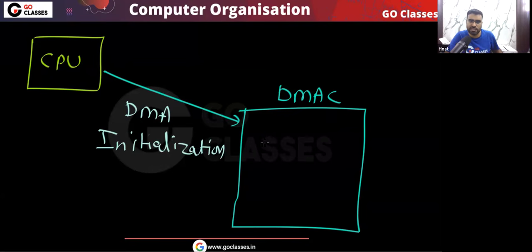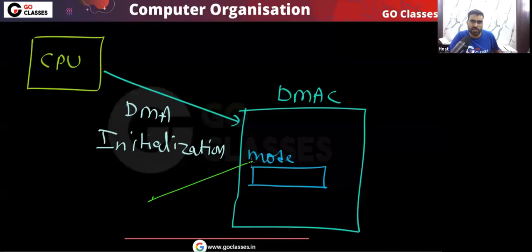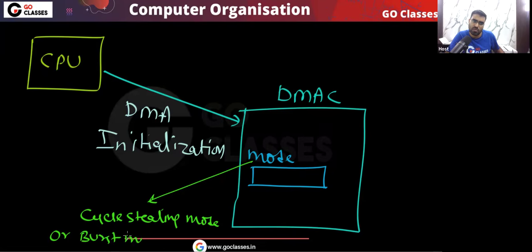During this DMA initialization, the CPU will mention the mode. Correct? The CPU will mention the mode, whether to use cycle stealing mode or burst mode. Is this point clear? The CPU will mention whether you can use cycle stealing mode, or whether you can use burst mode. For example, depending on the situation, depending on the IO device.